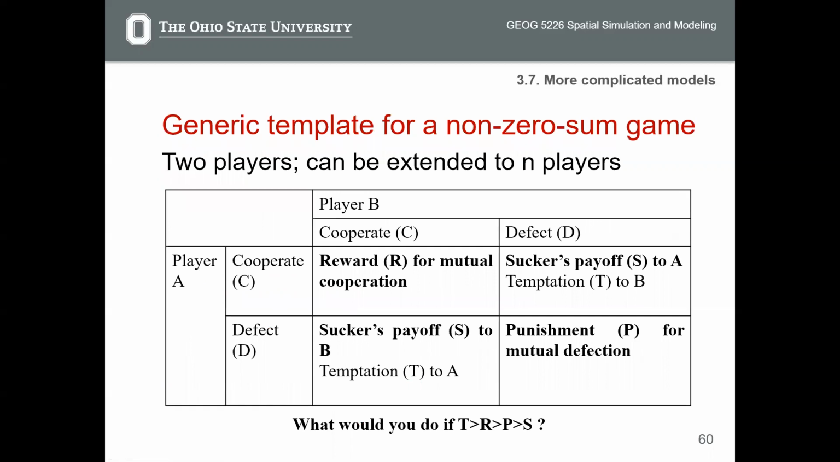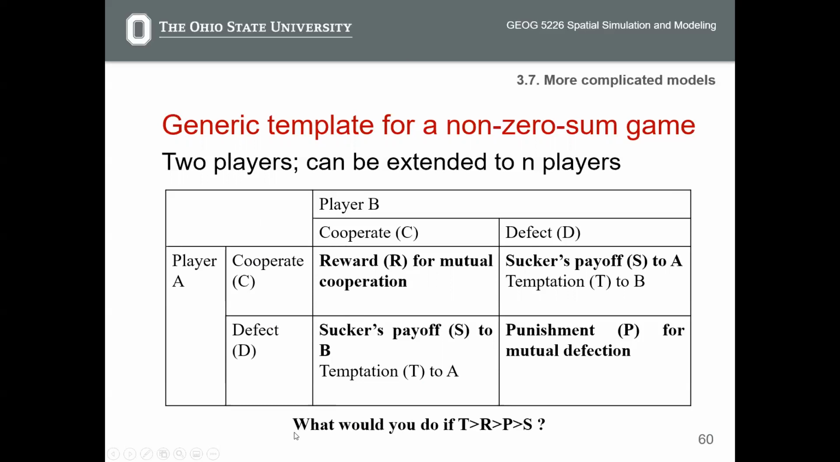Okay, here is an example. It's a generic template for a non-zero sum game. So there are two players, player A and B, which can be extended to n players. You will say that even for only two players, this game is complex enough. So if you extend it to n players, it's not possible for our human brain to exhaust all the possibilities. Okay, let's focus on this two-player game first.